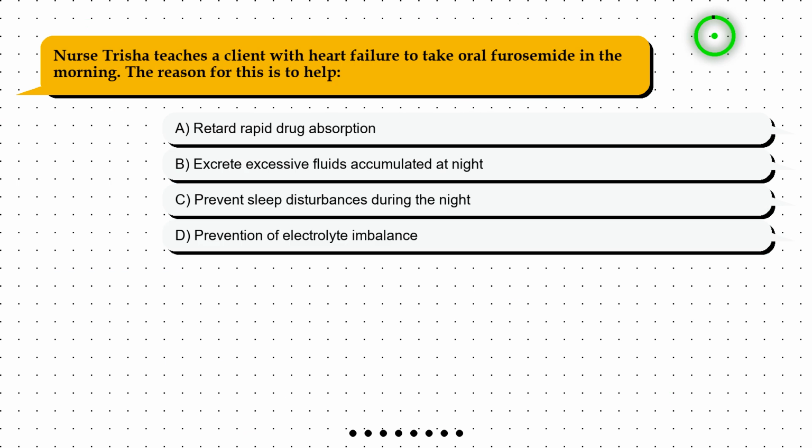Question 8. Nurse Tricia teaches a client with heart failure to take oral furosemide in the morning. The reason for this is to help. Option A. Retard rapid drug absorption. Option B. Excrete excessive fluids accumulated at night. Option C. Prevent sleep disturbances during the night. Option D. Prevention of electrolyte imbalance.